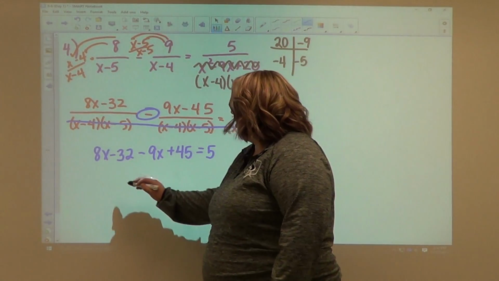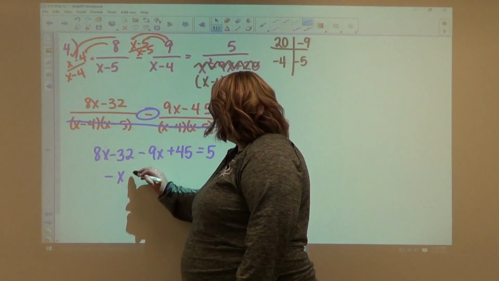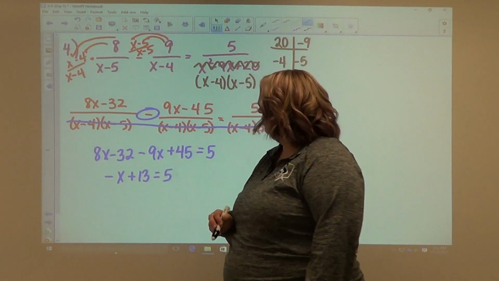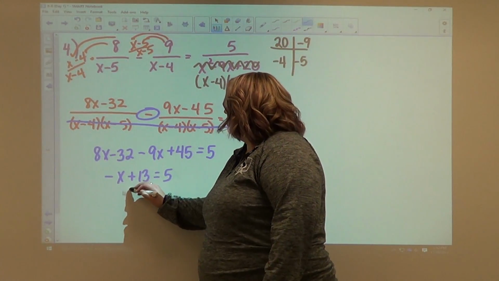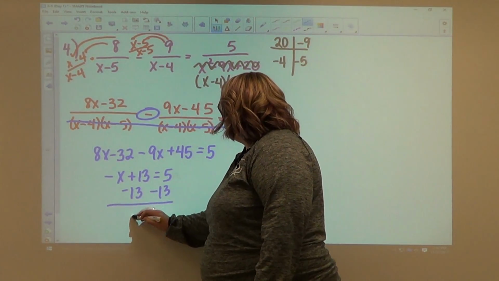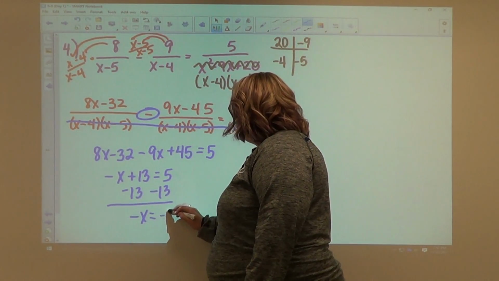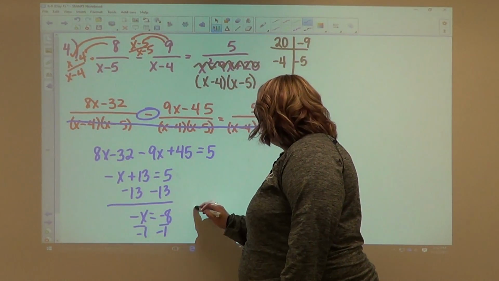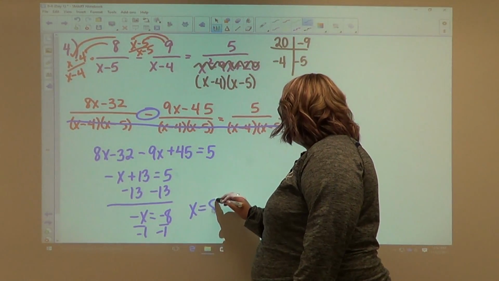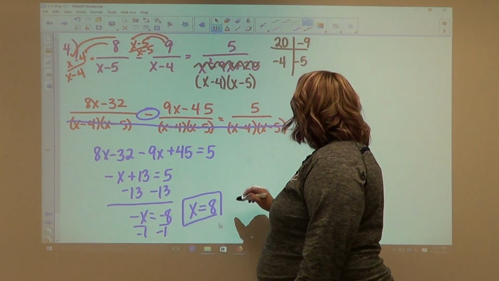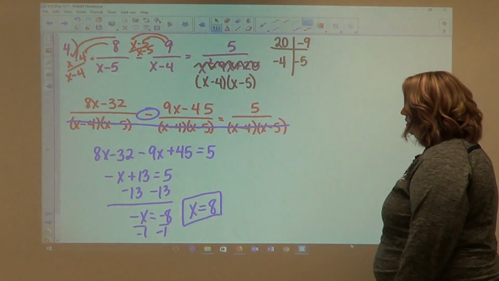Combine like terms, I would have negative x plus 13 equals 5. Solve, subtract 13. So I have negative x equals negative 8. Divide by negative 1, x equals 8. And I check to make sure it doesn't make my denominator 0. It doesn't, so that's my answer.